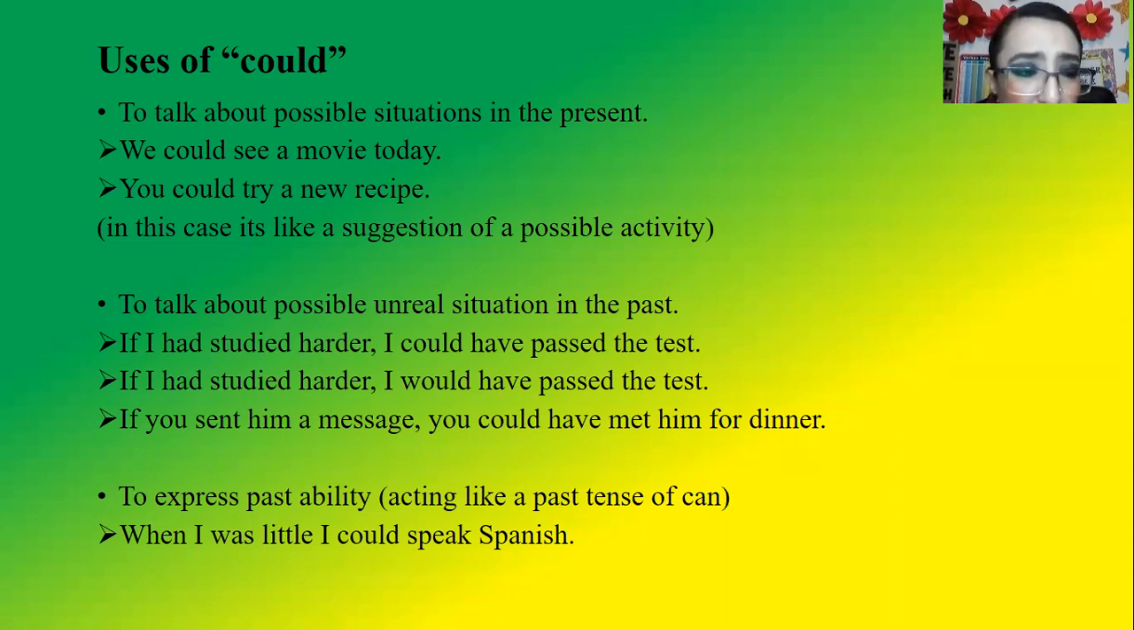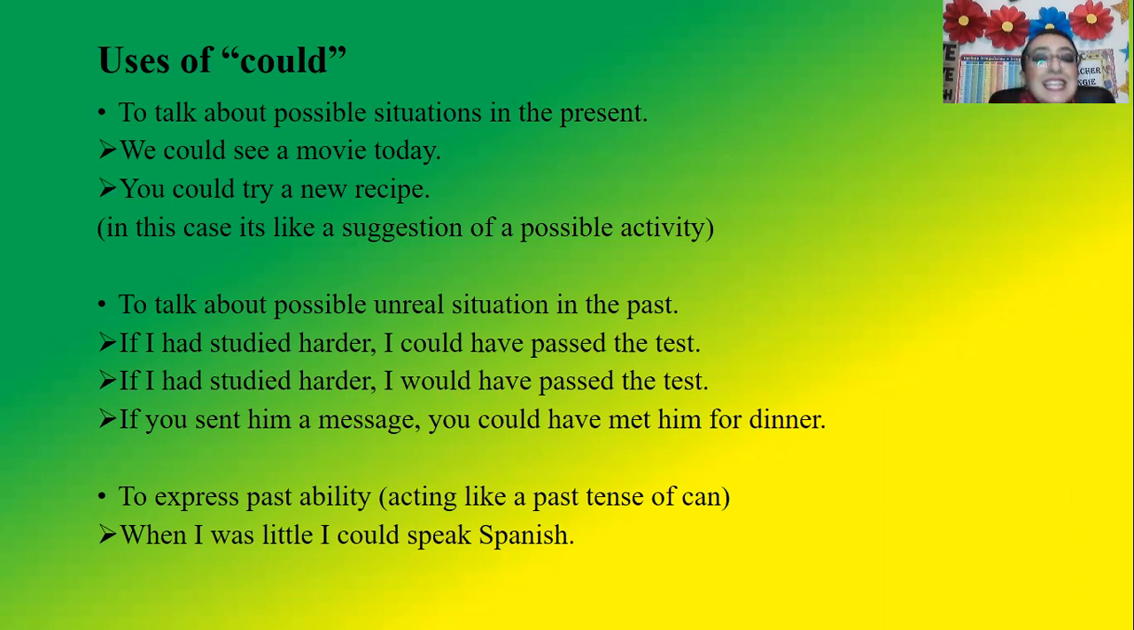Si hubiera estudiado más duro, habría pasado el test. If you had sent him a message, you could have met him for dinner. Si le hubieras mandado un mensaje, podrías haberlo conocido para la cena, ¿no? Pero eso lo vamos a ver más adelante con los condicionales. Este va a ser el tercer condicional. Pero acuérdate que sobre todo could lo usas para expresar habilidades pasadas, actuando como el pasado del can.